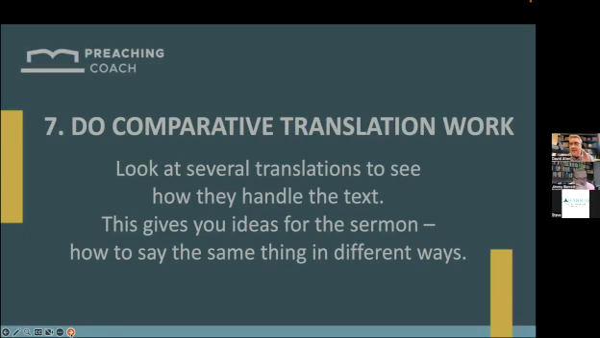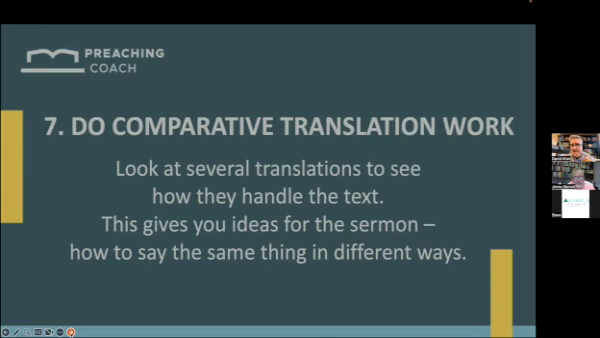And so I collect all these translations. Now, I've got a lot of them by print version, but of course, if you have access to a computer, you can get these translations digitally, and they're free, and you can do your comparative translation work on a computer. You can put on the same screen 5 at a time and just look at them.